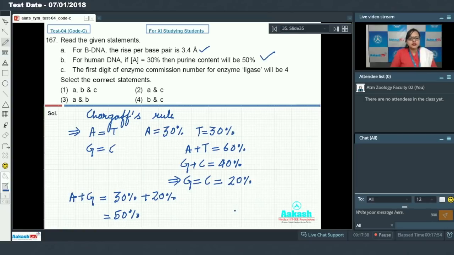Statement C is saying the first digit of enzyme commission number for enzyme ligase will be 4. You know that enzyme commission issues specific numbers for different enzymes, and in that number the first digit represents the class of enzyme. And for ligase, the enzyme commission has given number 6, while 4 is for lyase enzyme. So statement C is incorrect here. So among the given statements, A and B are correct, making option 3 the answer for our question. Let's proceed to our next question.